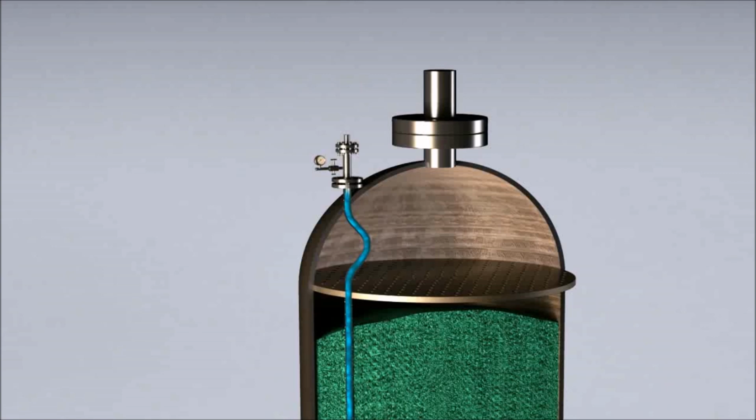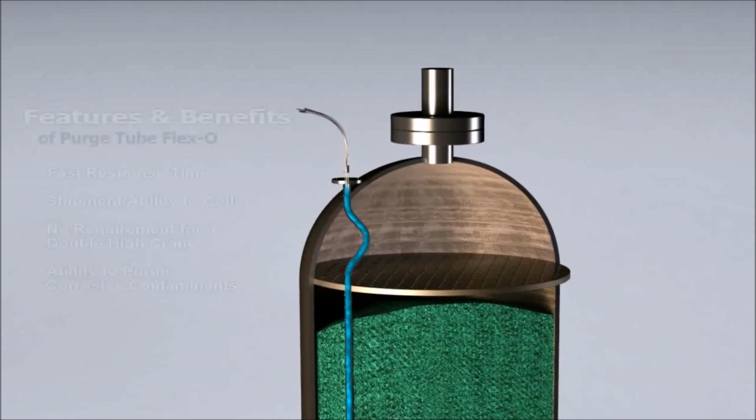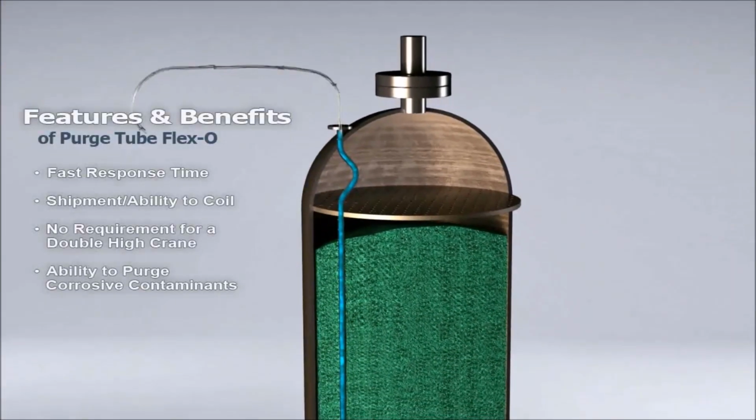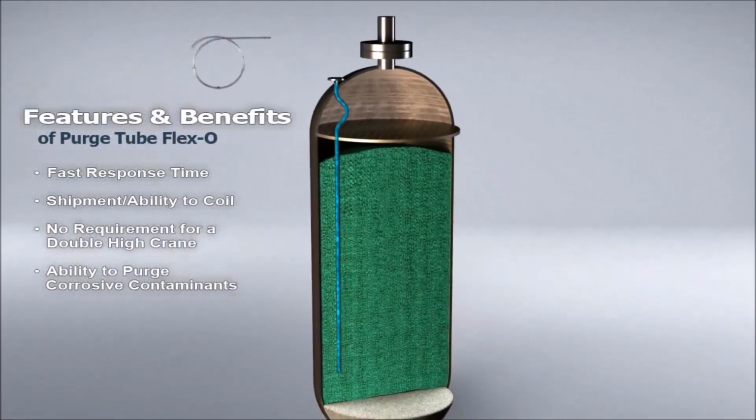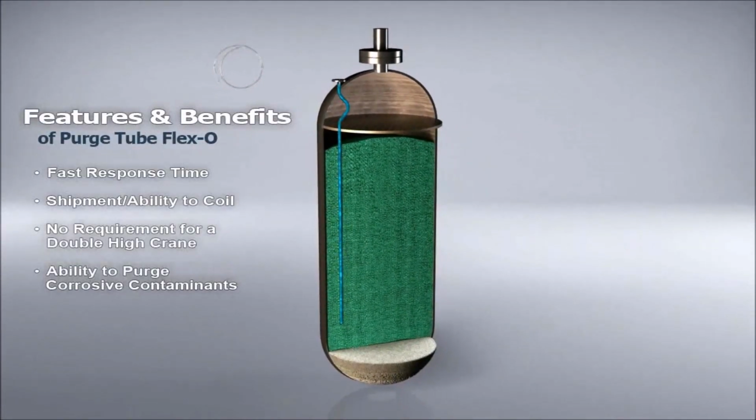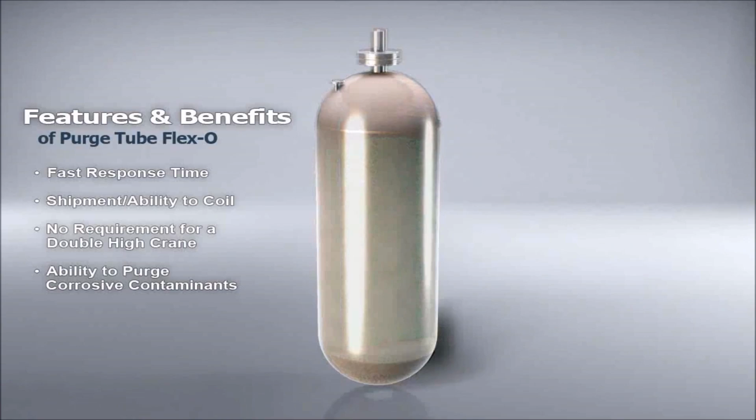Features and benefits of Purge Tube Flexo include fast response time, easy shipment and ability to coil, no requirement for a double high crane, and the ability to purge corrosive contaminants from the pipe well.